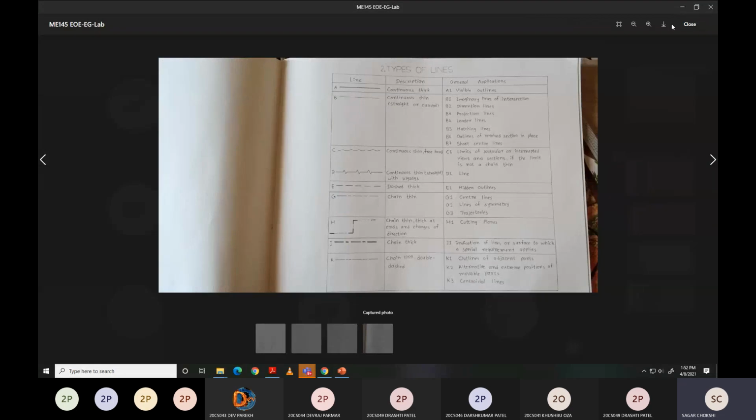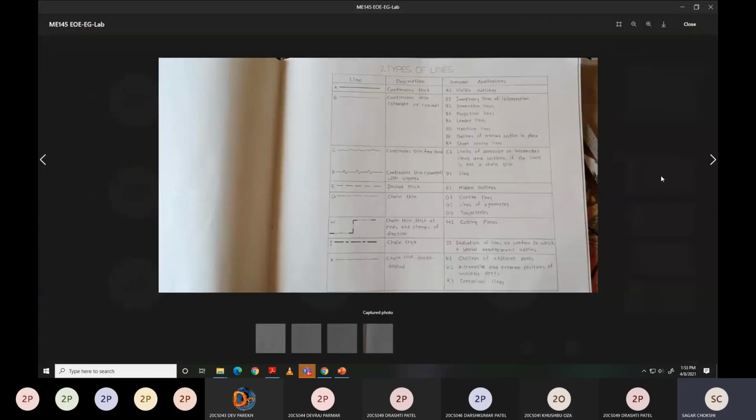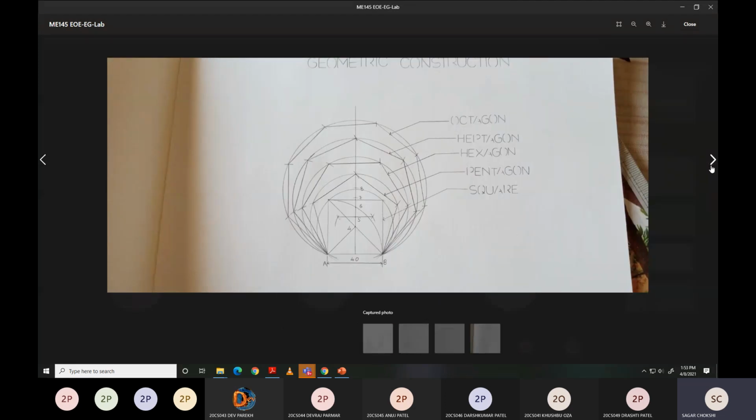Okay, Khushbu. Yes sir. So see, this is your first drawing, the types of lines, which is correct. There is no error and your drawing is good. The second drawing is geometric construction, which is also correct. Your octagon is wrong, so kindly check it. And the triangle is missing.